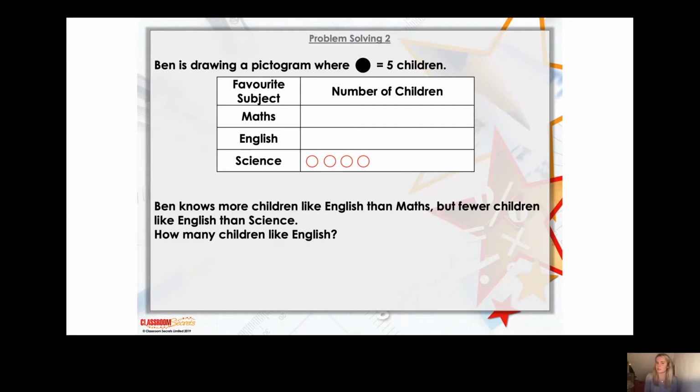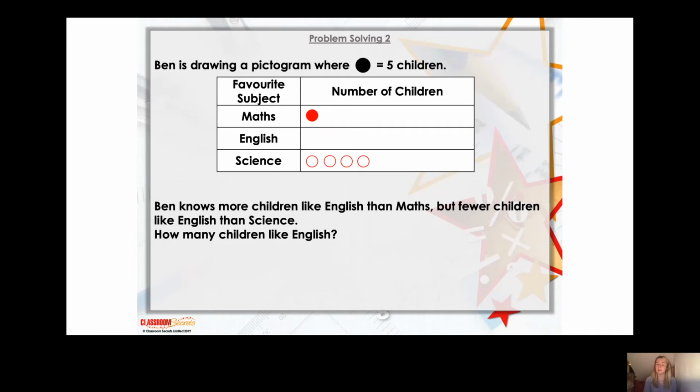Now let's have a look at his clues. Well, Ben knows more children like English than maths. So English is more popular than maths, but fewer children like English than science. Okay, so let's start by putting 1 circle in maths, which represents 5 children.